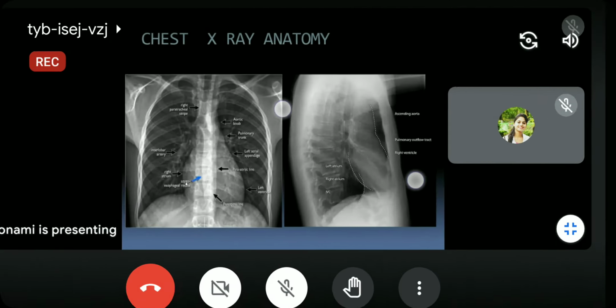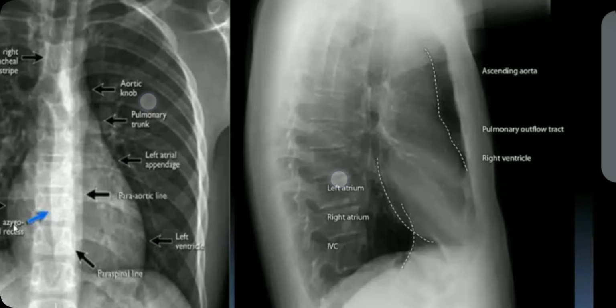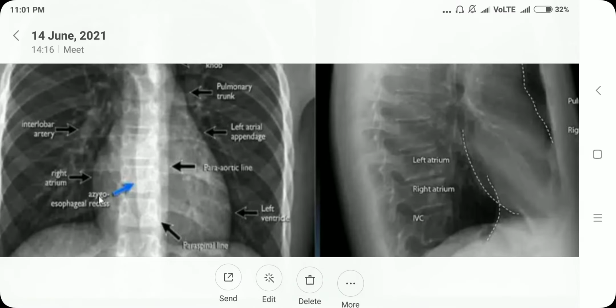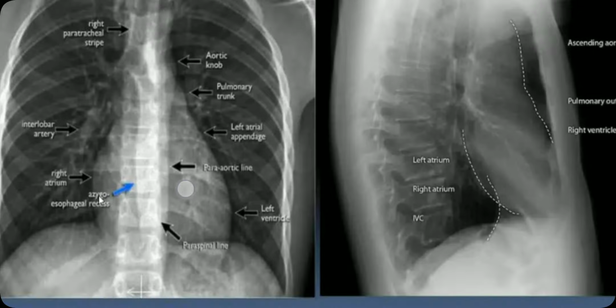Here in the normal chest x-ray there is no calcification inside the heart. You can see there is no calcification on the left side, because the mitral valve is located almost here.